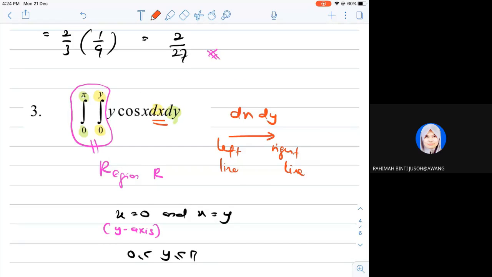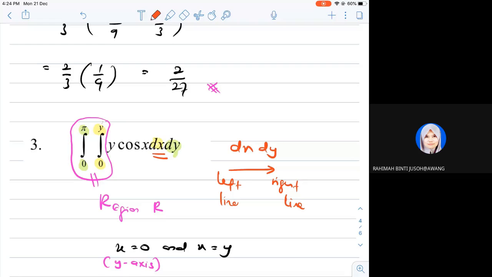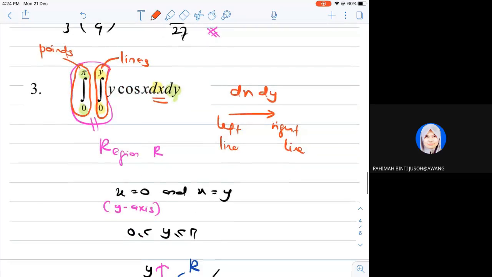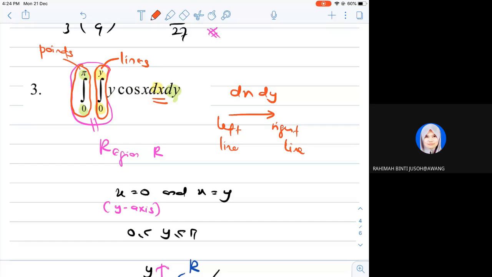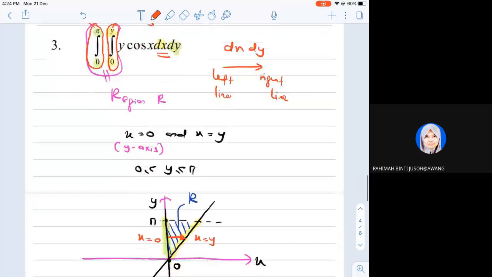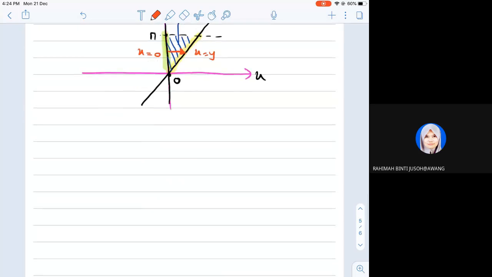Okay? And then you have to bear in mind, the inner limits must be lines. Okay, these must be lines. The outer limit should be points. It's okay, later when we look at the real question you will understand why I stress this so much. Okay, question number 5, I will explain this in more detail later. Alright, so let us proceed with the integration.